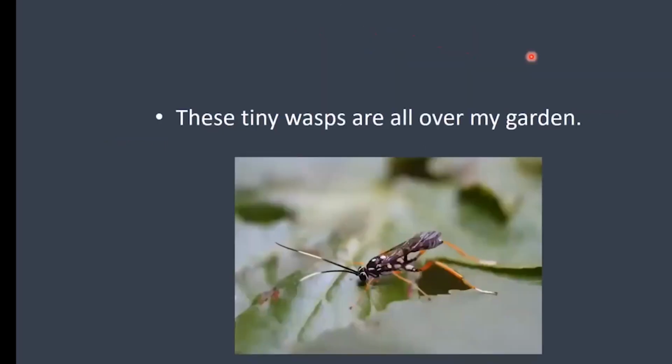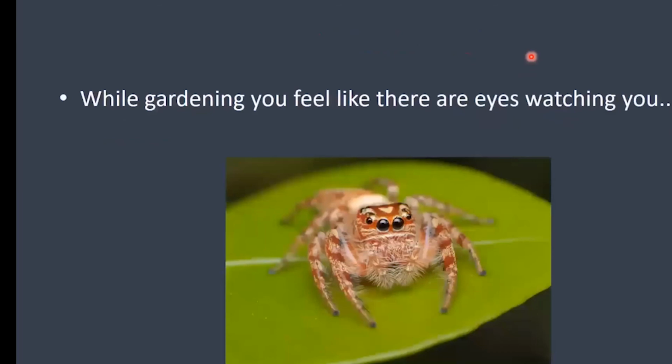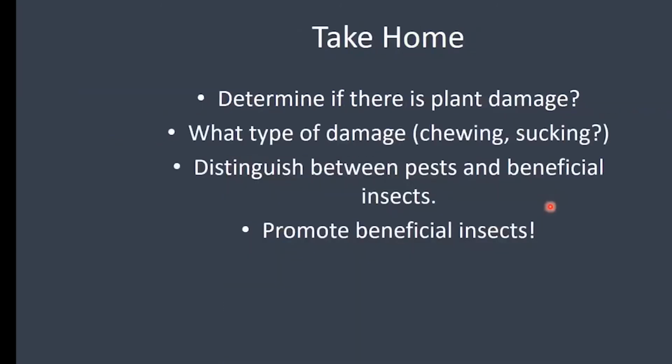Parasitic wasp here. They come in all shapes and sizes. Again, we're looking for their signs in our garden. And my favorite, last one, contributes the most beneficial consumption of other pests: spiders. So take home, just determine if there's damage, what type of damage we have. You guys can distinguish between beneficial and pests, and we've got to promote those beneficials.